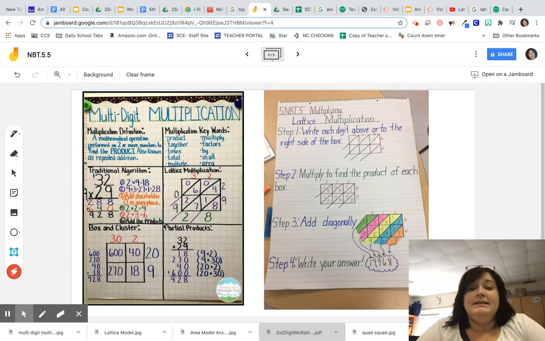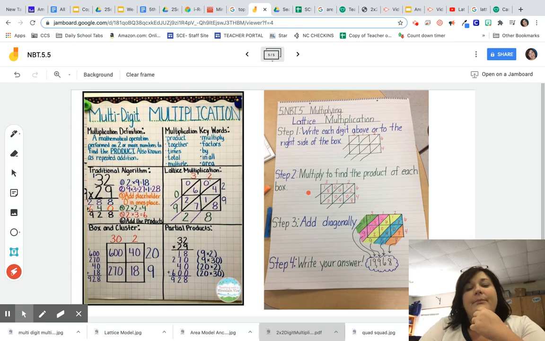All right, so step one of lattice model is that you write the digit over the top or right hand side of the box. That's very similar to what you do with the area model. The only difference, if you'll see, is these diagonal lines. Now, you must have done this in fourth grade. I'm sure you did, so you should be fairly familiar with this. But once you have this set up, you have your boxes and your diagonal lines which cut through.